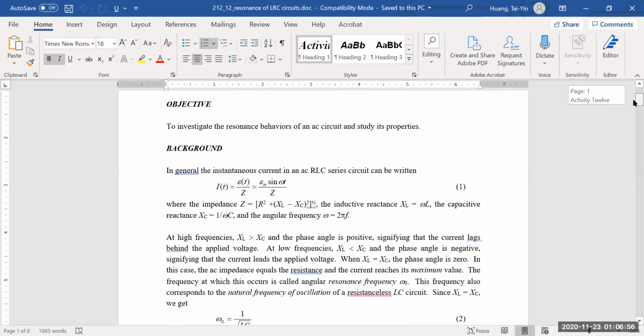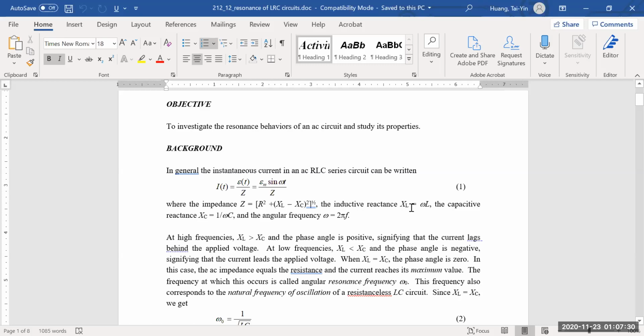When you have the AC circuit, the current is a function of time, and that's equal to the voltage as a function of time over the impedance, which is the equivalent of the total resistance of that circuit. We know that the voltage can be described by a sinusoidal function: the amplitude times sine of omega t, where omega is the angular frequency. And impedance is equal to the square root of R squared plus the difference of these two reactances squared.